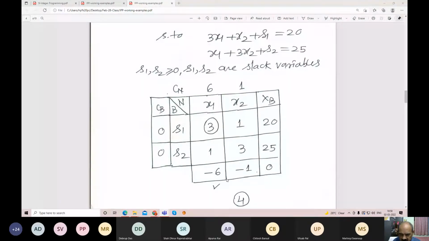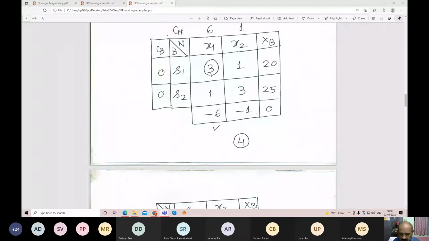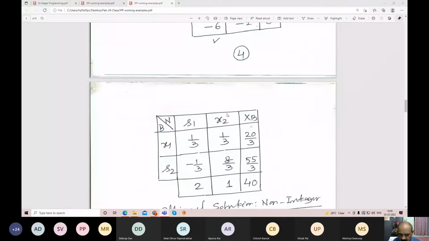So -6 is the most negative. So you take the positive ratios: 20/3, which is 6 and 2/3, then 25/1. The minimum is 20/3, so 3 becomes the key element. With respect to the key element, we have the reciprocal 1/3. Then you divide the row by 3, giving 1/3 and 20 by 3. In the column, you divide by 3 with a minus sign, minus 1 by 3, and this will be 2. Other elements using the PQRS method. This you can see here. This is the table.